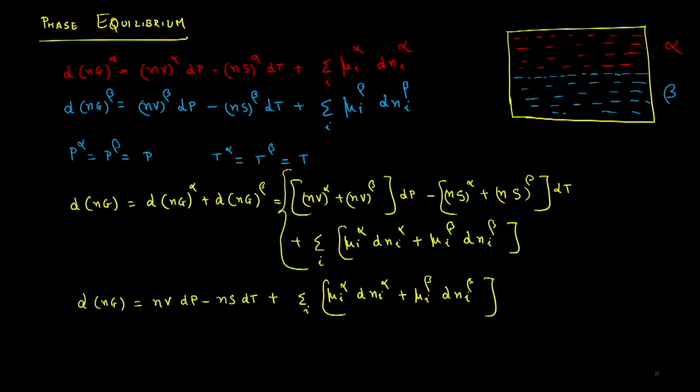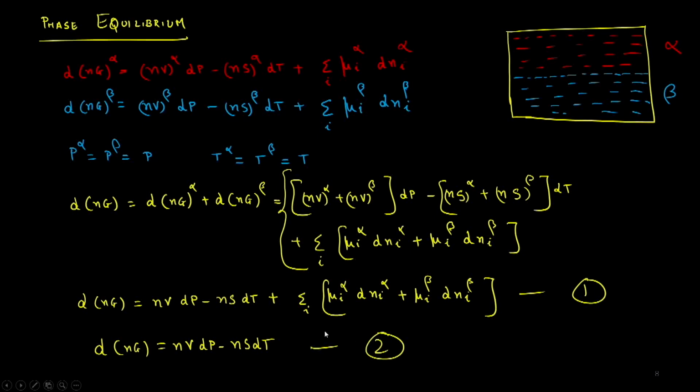Now, because the system is closed, d(Ng) is for a constant composition system. When we put both the phases together, this equation should hold. So, this was the first equation and this is the second equation. This is true for any closed system.